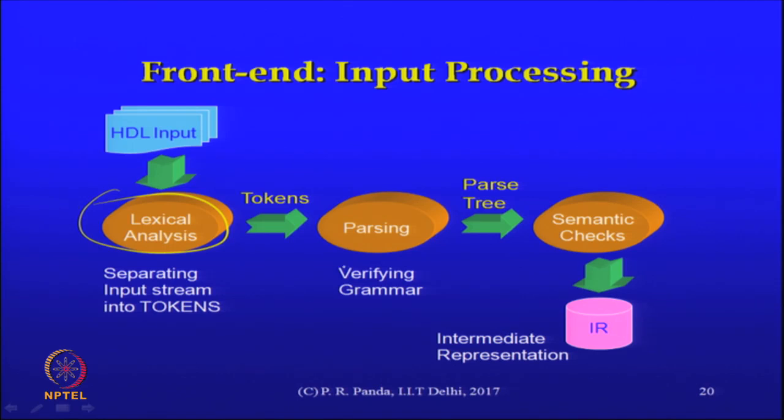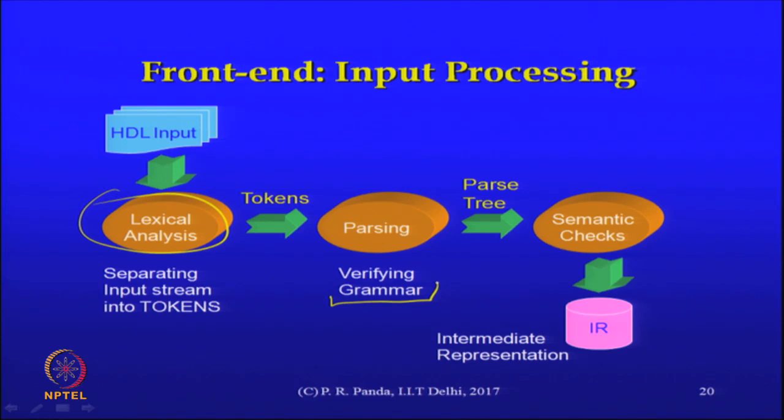These tokens are submitted to a parsing stage where what you have written in the HDL is verified against a grammar of the language. Every language has an implicit grammar defined, and the parser first establishes that what you have written is grammatically correct. If not, you get what is called a syntax error, which is flagged at this stage.